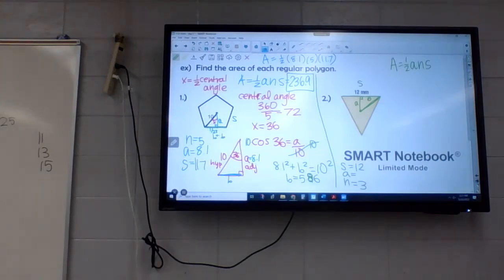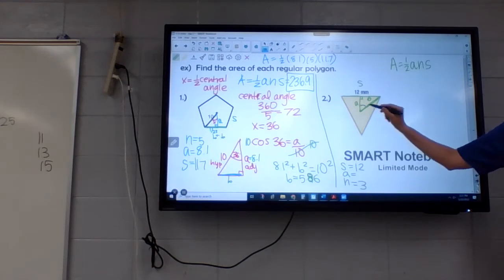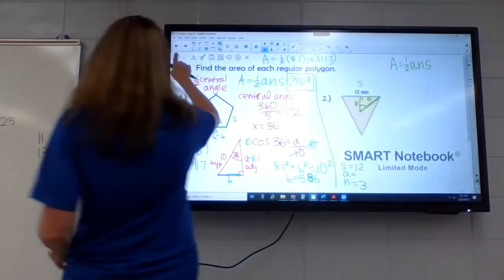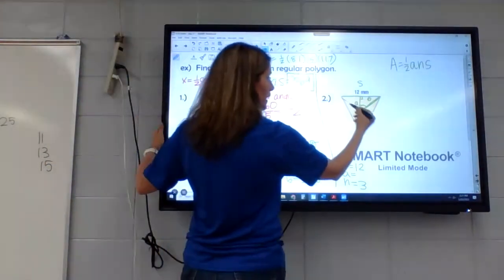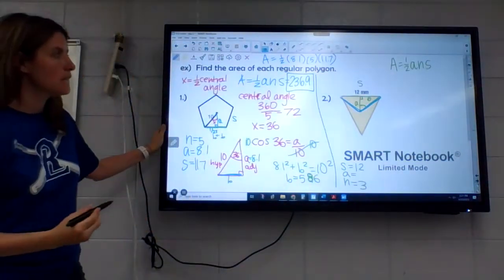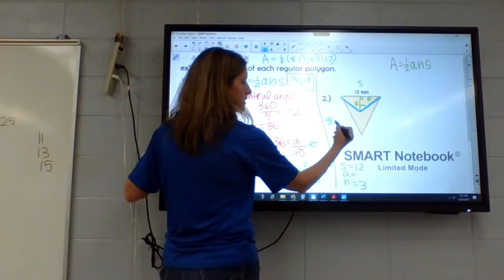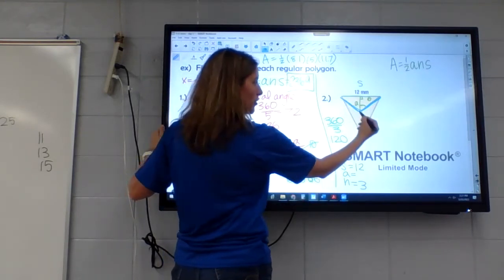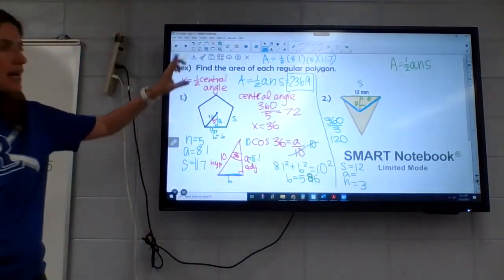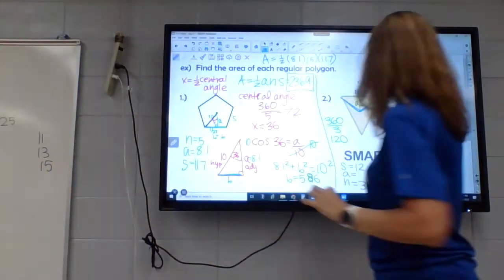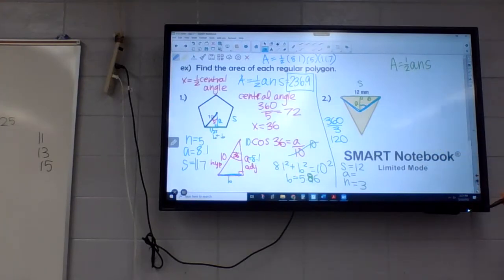But I need to find that central angle again. So I need to find this angle up here. But when I find that angle, I have to remember it's part of the whole central angle, which goes vertex to vertex. So 360 divided by 3, the number of sides, is 120 would be vertex to vertex. So what's that top angle going to be? If this is 120, what's this little top angle going to be up there? 60. It's going to be a 60.